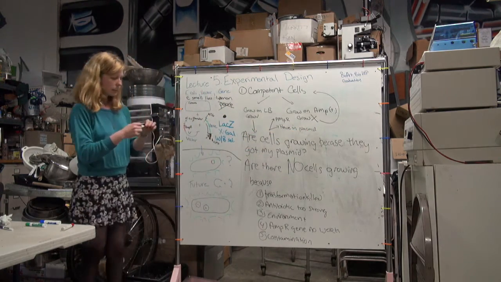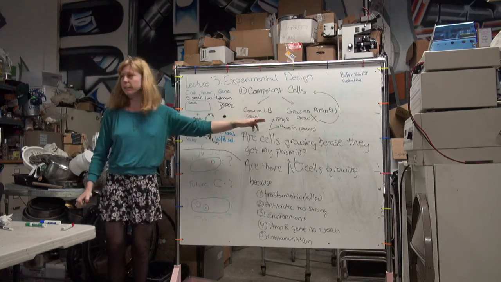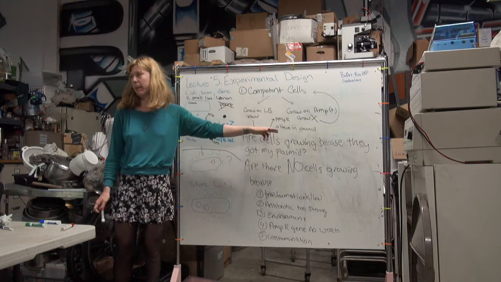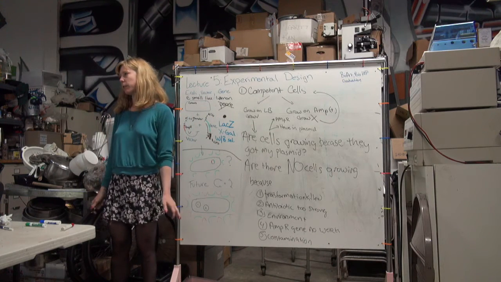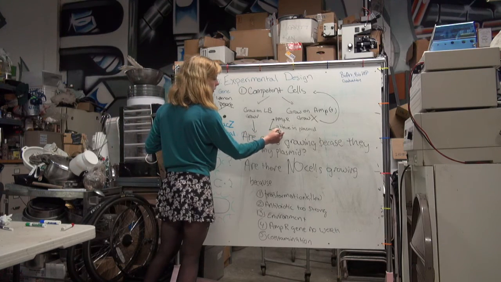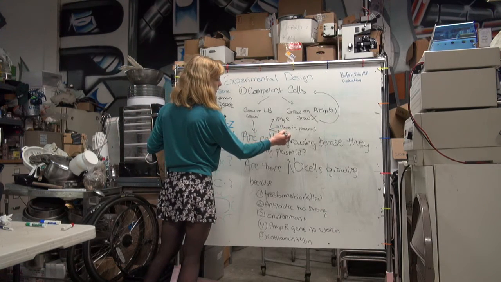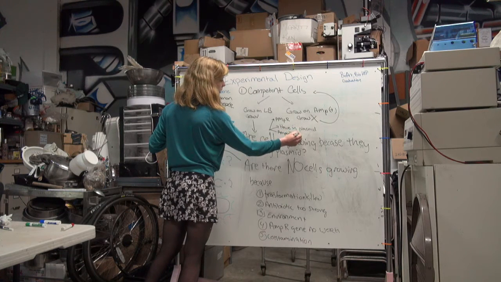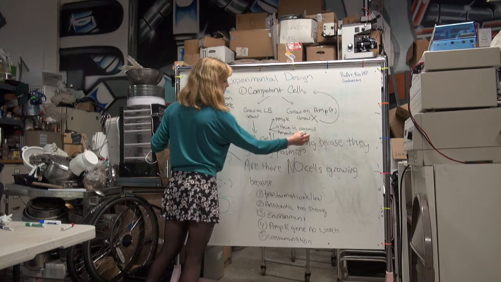Because the cells could be growing just because they're ampicillin resistant naturally, or they could be growing because they have my plasmid. Those are the 2 reasons why I think that the cells could be growing. Oh, or 3. My ampicillin is no good. Okay.